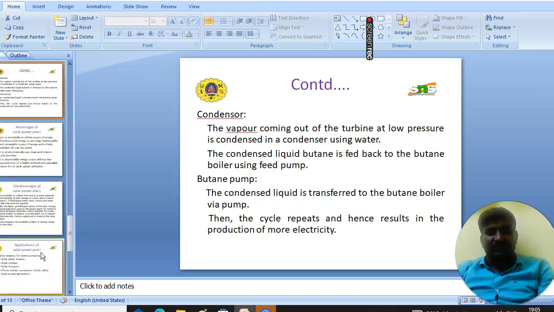Next, the condenser. The vapor coming out of the turbine at low temperature is condensed in a condenser using water. The condensed liquid butane is fed back to the butane boiler using a feed pump. Butane pump: the condensed liquid is transferred to the butane boiler via the pump. Then the cycle repeats and hence results in the production of more electricity.